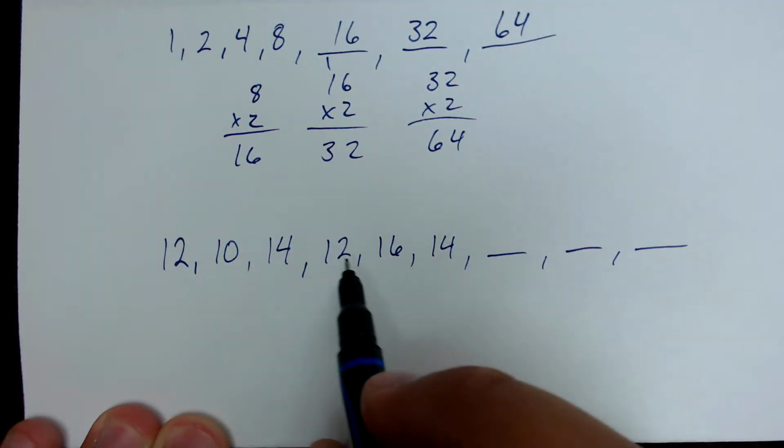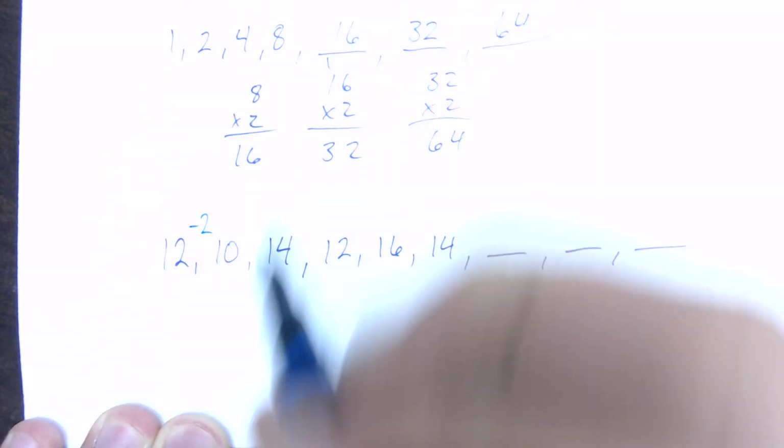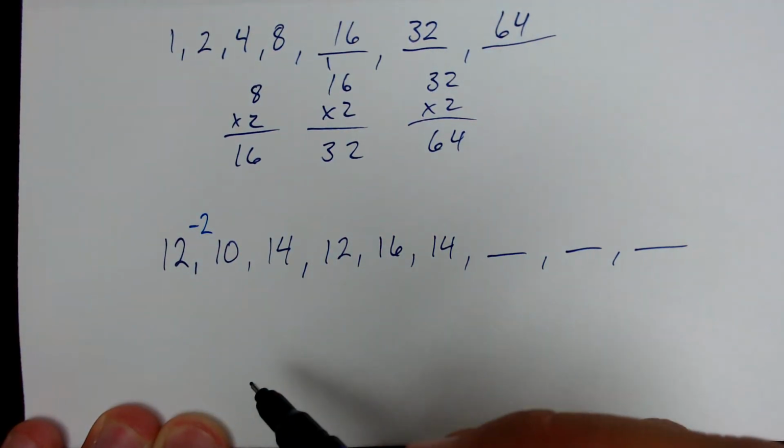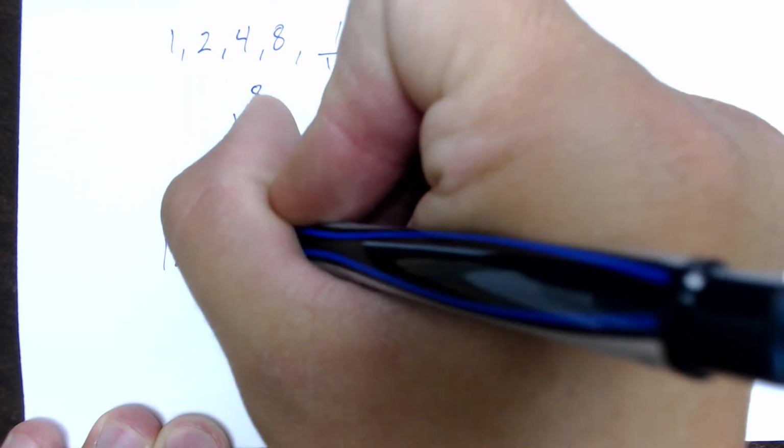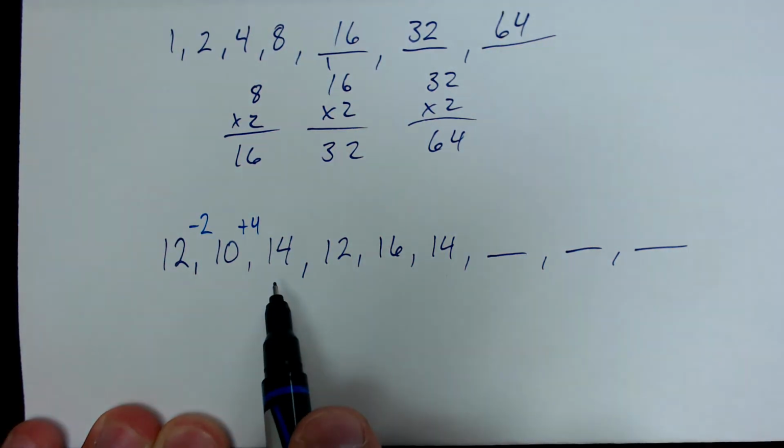So from 12, and we're going to write all the possibilities between each of these numbers. So from 12 to 10, it's possible that we minused 2. Now from 10 to 14, the only thing I can think of that would work would be if we added 4. Now let's go from 14 to 12.